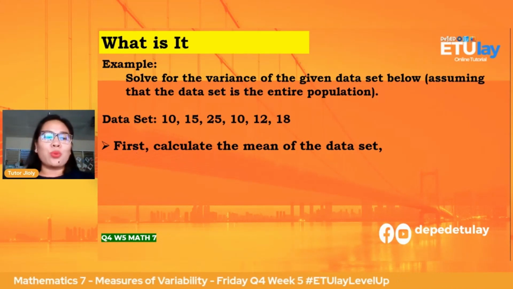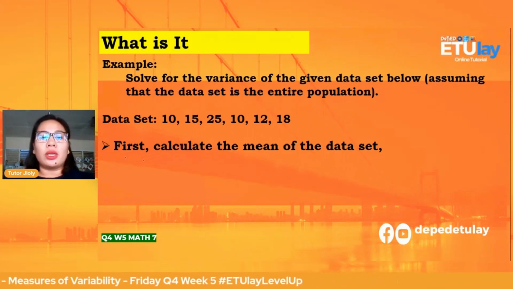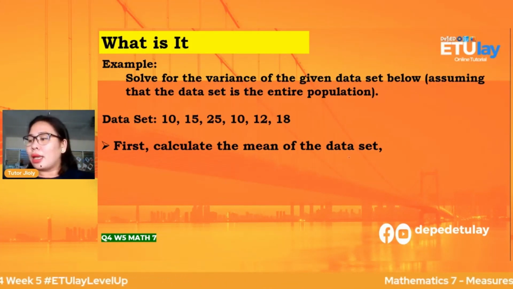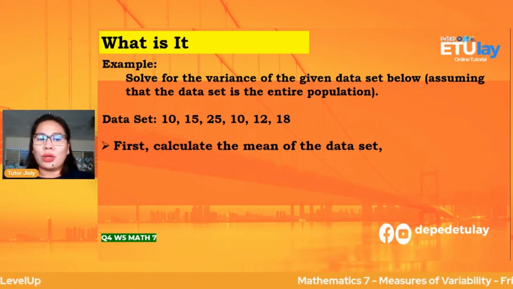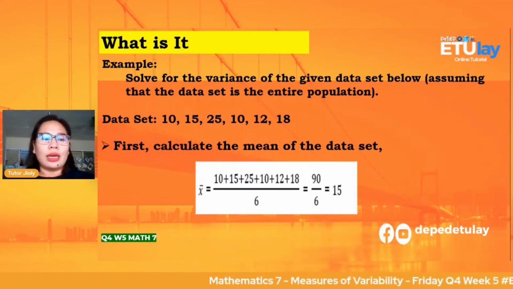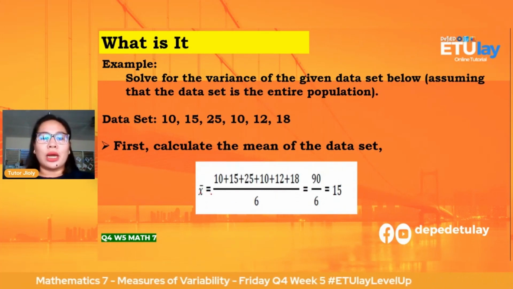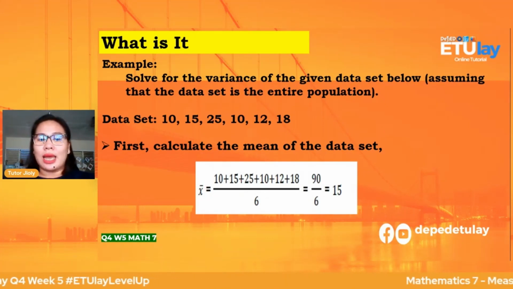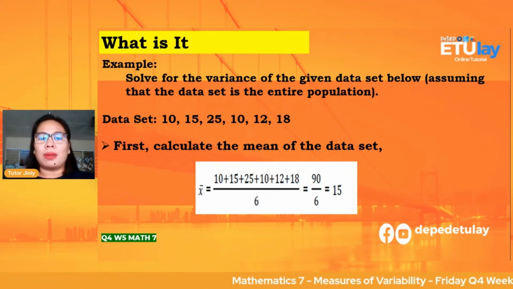Okay, so the first one that we're going to do is calculate the mean for the data set. So, mean. For the ungrouped data, we're going to add all the data divided by how many there are. So, 10 plus 15 plus 25 plus 10 plus 12 plus 18 all over 6.